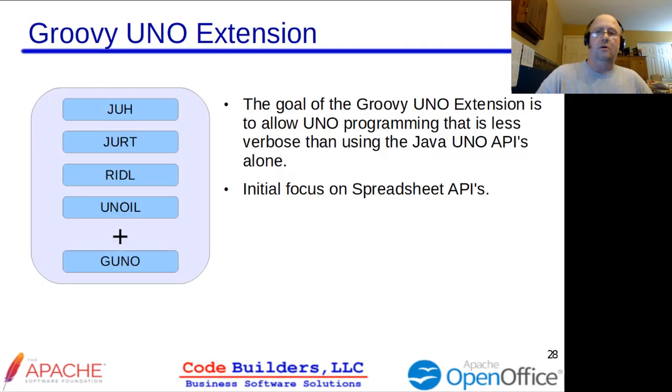So basically the goal of the Groovy UNO extension is to increase developer productivity by making the code less verbose. Initial work has been done on the spreadsheet development since that's what I do the most of. And we'll look at some examples.